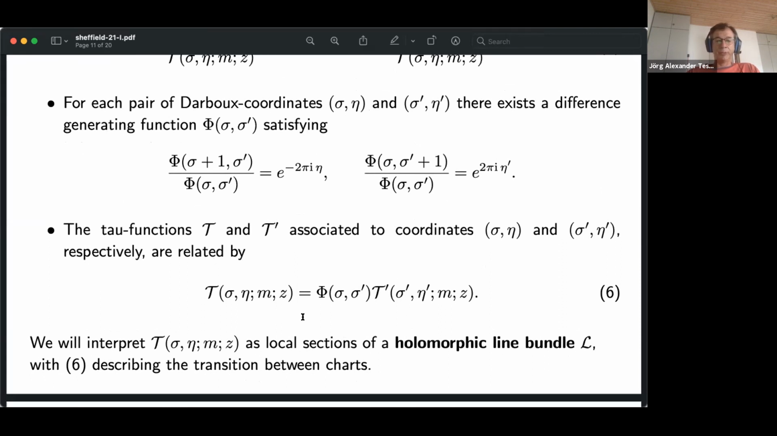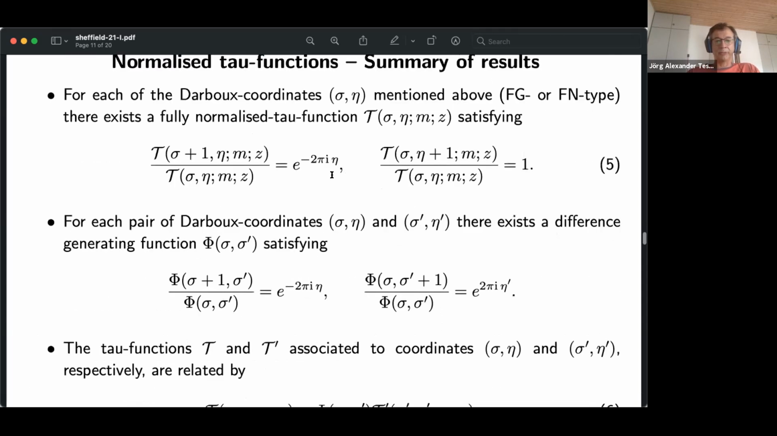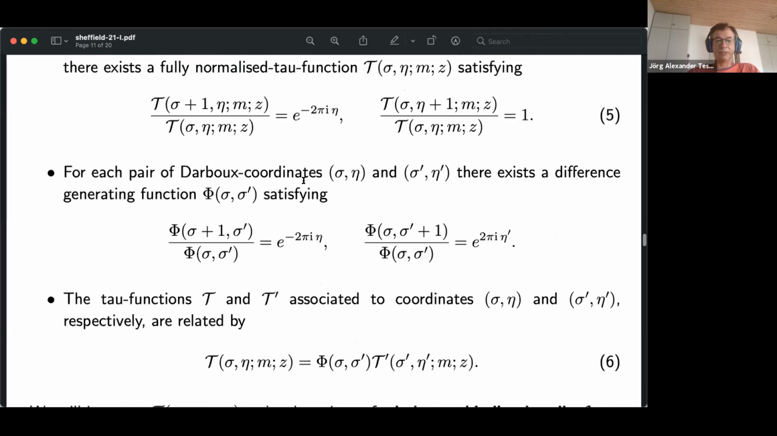Namely, the different normalizations are related to each other by what we want to call difference generating functions. So it's just multiplication with a function. Note we always have a choice of polarization. We have a sigma and an eta coordinate, which appear a little asymmetrically. It's periodic with respect to eta, but the periodicity with respect to sigma is twisted by this eta factor.